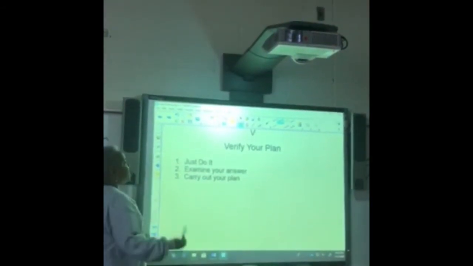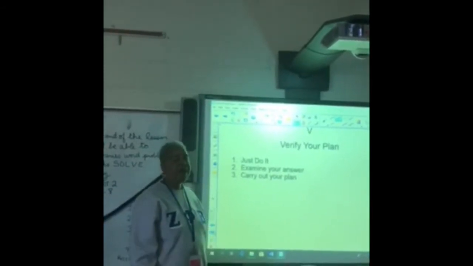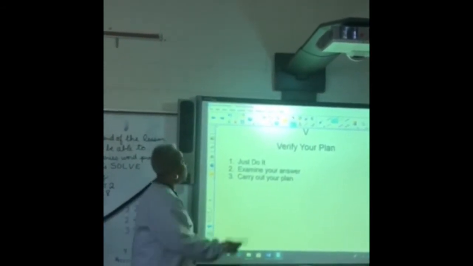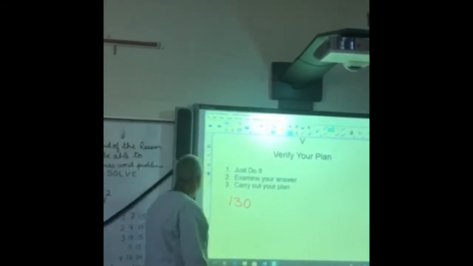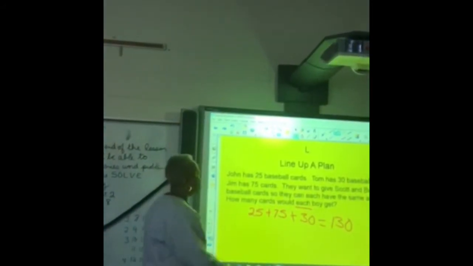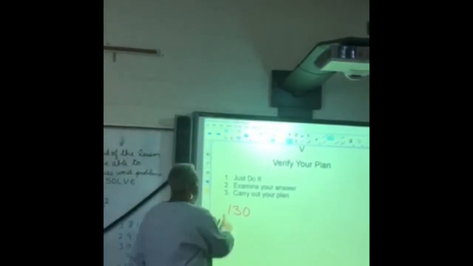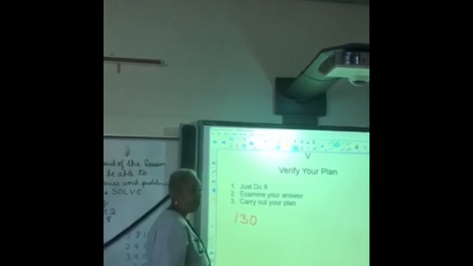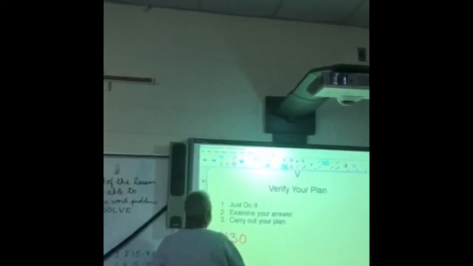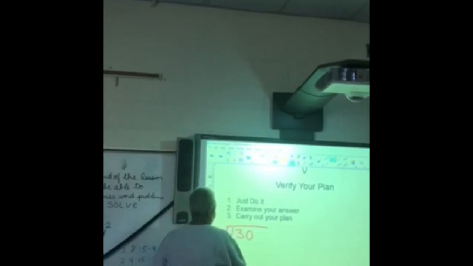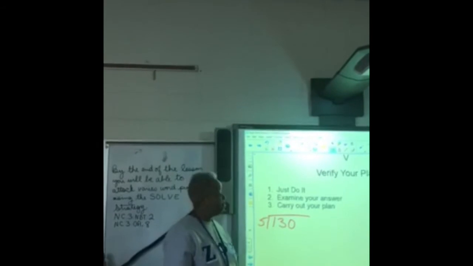Now, it says just do it. When you see just do it, that means you verify what is going on. So I already know that there are 130 cards. But remember, we need to go back because of this word each. This is a number that only 3 of them have, but there are 5 children altogether. So I know that I'm going to divide this by 5, because we want to know what each student has.